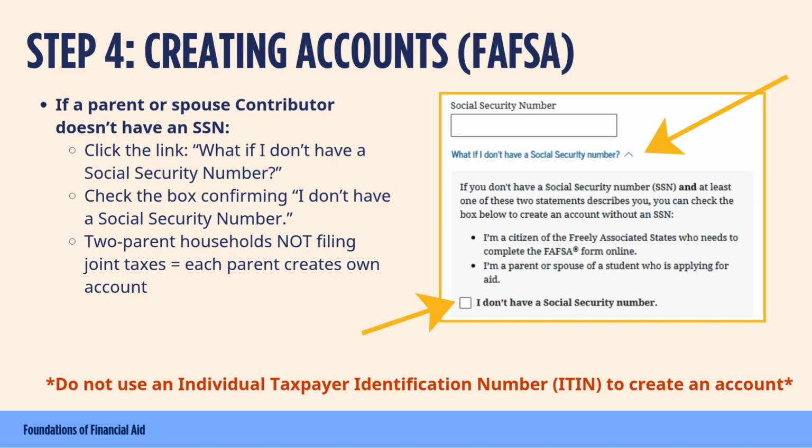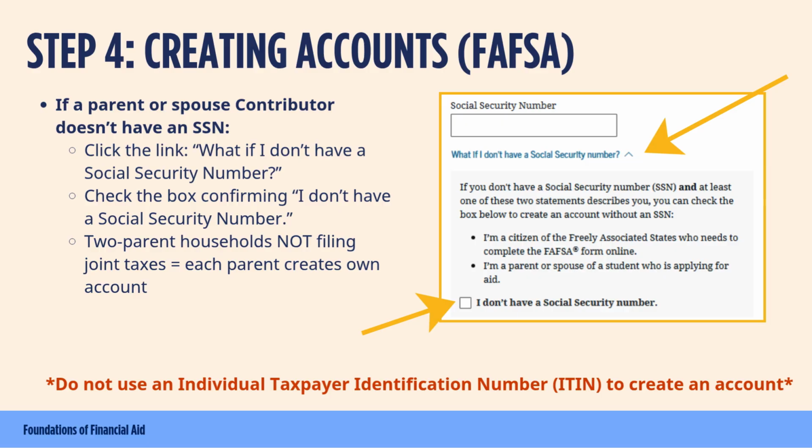Okay, so when a parent or a spouse is creating their account, they will come to a box for Social Security number, and underneath that box, they'll see a blue linked text that says, "What if I don't have a Social Security number?" They should click that link, and then they will see the text that you see here on the screen explaining which statement applies to them. So they then will need to check the box that says, I don't have a social security number.